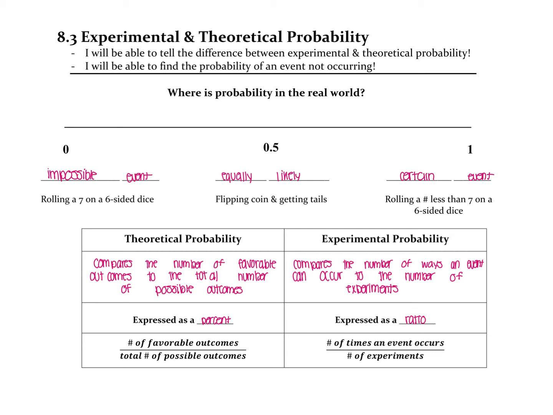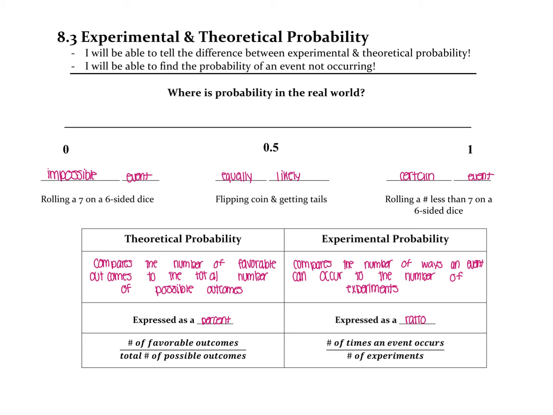Something that has a probability of 1, or 100%, is what we call a certain event, meaning it's for sure going to happen every single time you perform the experiment. For example, rolling a number less than 7 on a 6-sided die is always going to happen because every single number on a 6-sided die is less than 7. The probabilities we calculate will always fall along this scale, between 0 and 1.